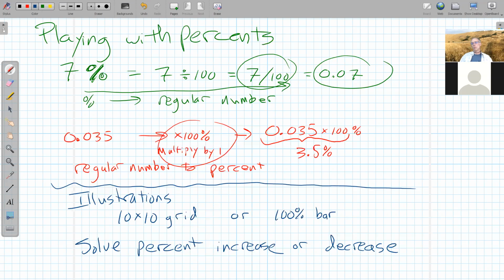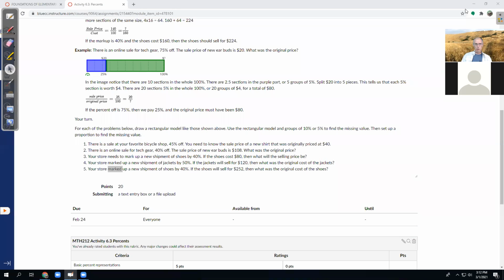Visualizing the solution can help us figure out what's going on. And there's a few examples in the book too, in section 6.3. So if you haven't checked out the book examples, where I use a bar most of the time for these, they use the 10 by 10 grid. They're both good.